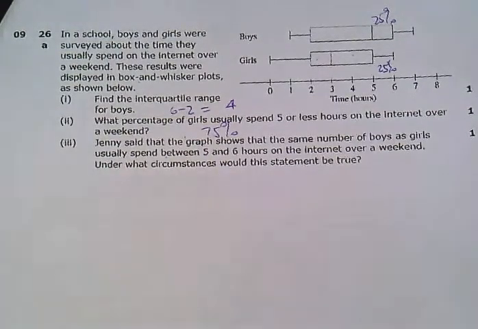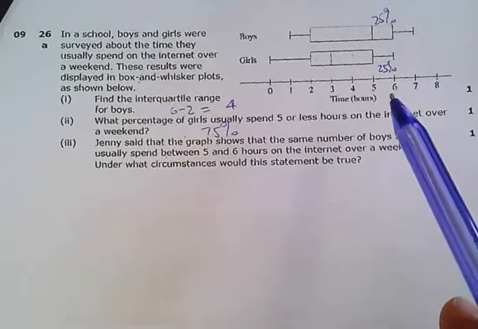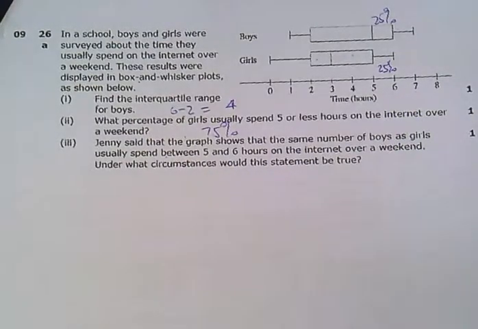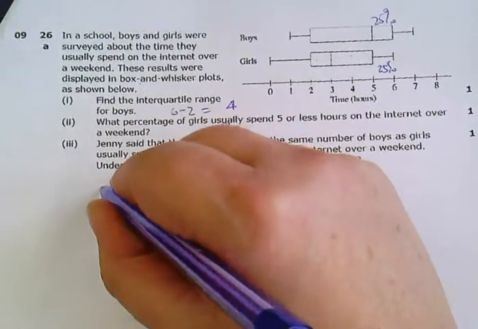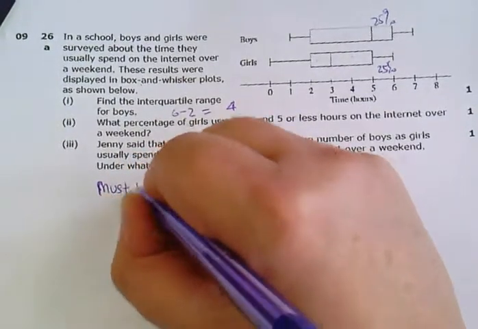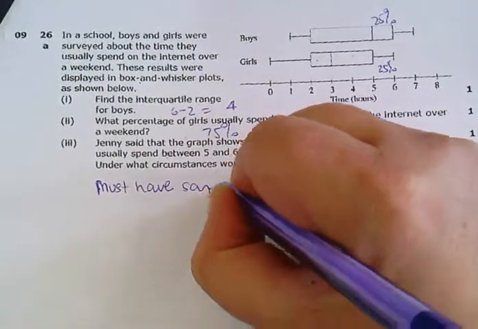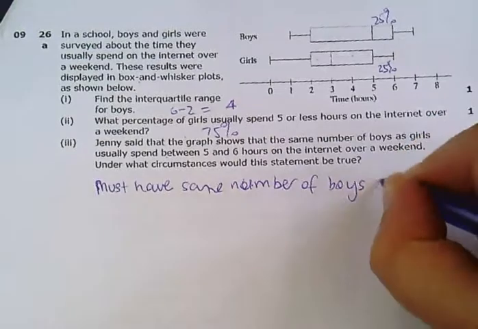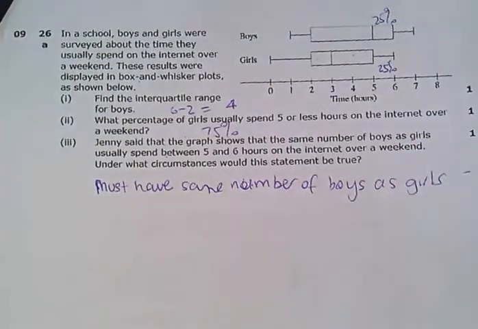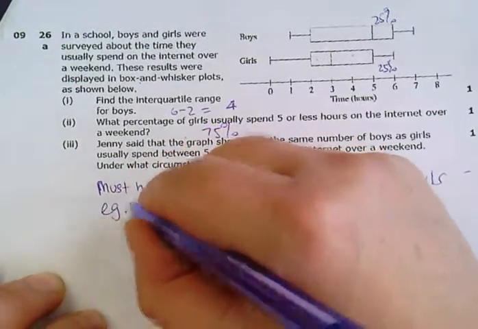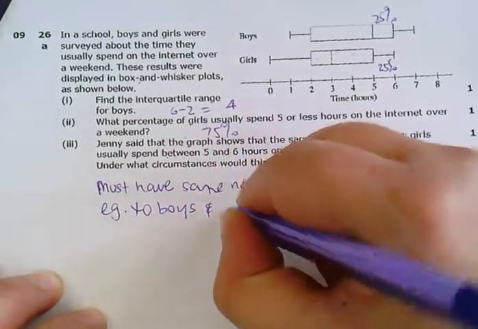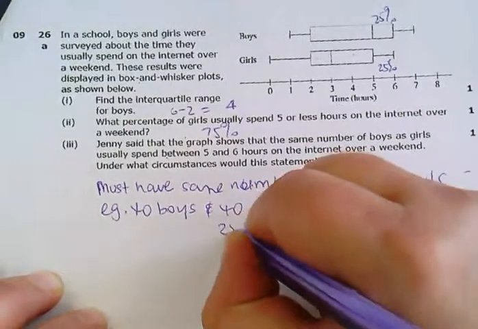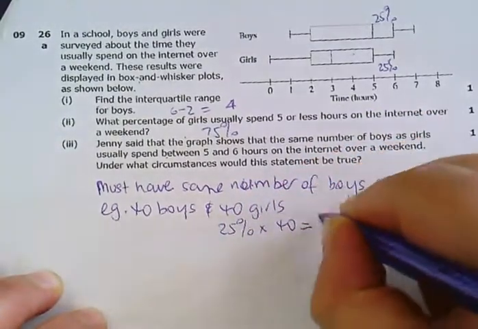What if there were 40 boys being asked and 20 girls being asked? Would you get the same answer? You must have the same number of boys as girls. Let's say there were 40 boys and 40 girls. 25% of 40 is 10 students, so 10 boys and 10 girls.